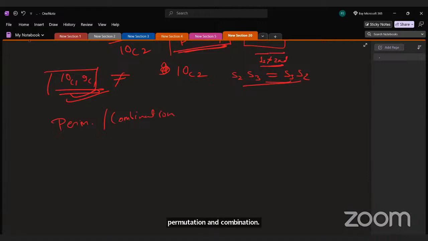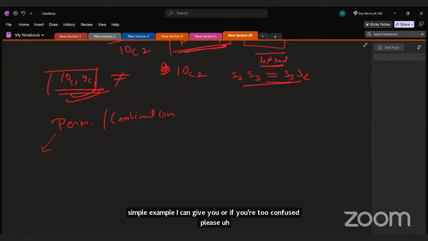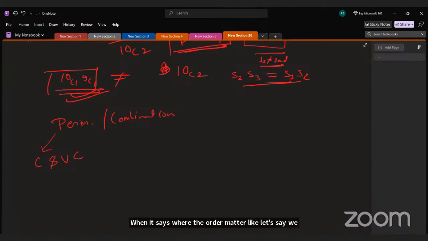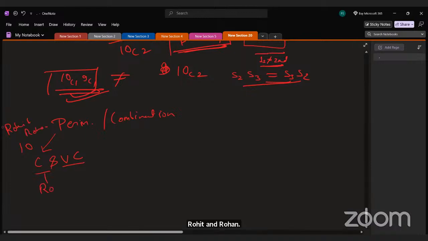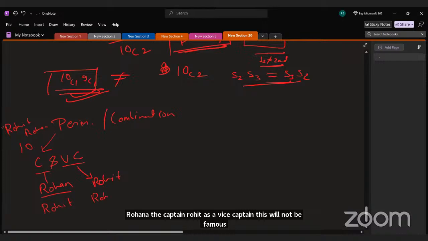Say one simple example I can give you, or if you're too confused, please go through the lecture again. But one simple example is, permutation is where the order matters. Let's say we are choosing a captain and a vice captain for a team. We have 10 players. Let's say we have two players, Rohit and Rohan. Choosing Rohit as the captain and Rohan as the vice captain is not the same as choosing Rohan as the captain and Rohit as the vice captain.